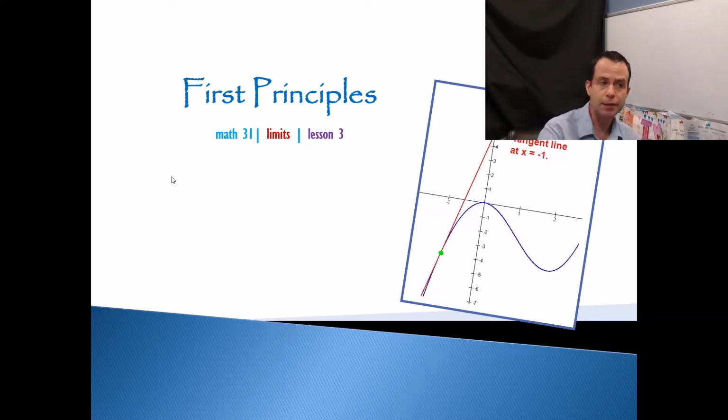I want to take you back to the very first day where I gave you that kind of introductory investigation. And one of the things that we were looking at is we were discussing how to estimate the slope of a tangent line at any given point on a graph. Okay, what first principles is going to do is it's now going to allow us to calculate the slope of any tangent line on a graph.